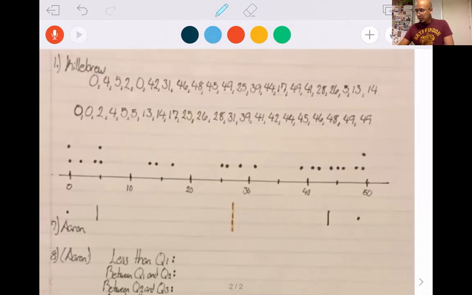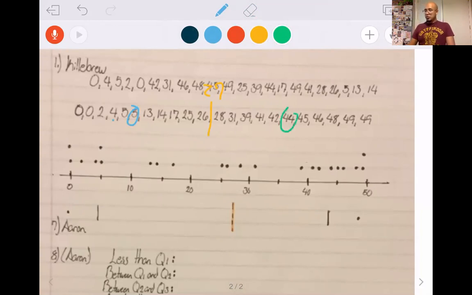All right. So for Kilbrew, again, we have the median, which was right here, which was right at 27. We have the lower half, 1, 2, 3, which is right here, and the upper half, which is right here. Okay, so let us circle. Notice how 27 is not one of the points. So just at around 27, I'm just gonna put a little circle right there. You can put a line, doesn't matter. So we know that that is where the median is. The lower half, we found it to be at 5, and it was the second 5. So it's gonna be this one right here.